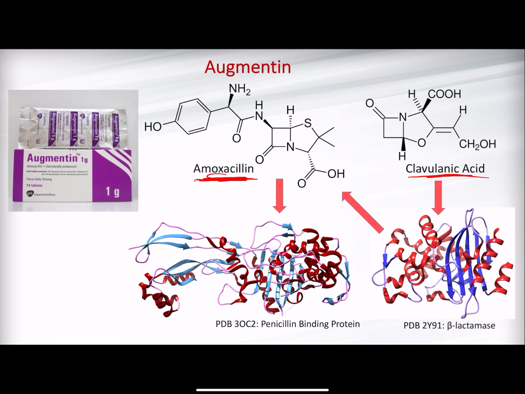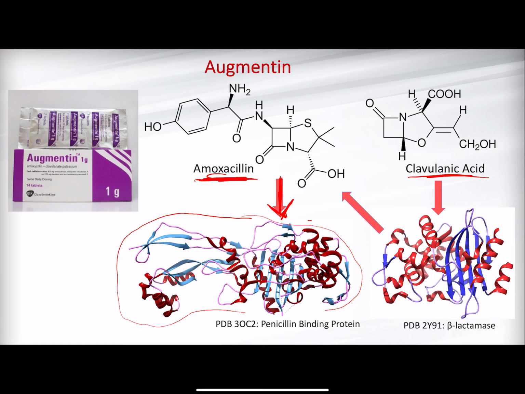So amoxicillin is the antibiotic, all right? And amoxicillin targets this protein called PBP, or penicillin binding protein. Penicillin binding protein, this enzyme here, is involved in peptidoglycan biosynthesis. And so a bacterial cell wall is made of peptidoglycan. If the bacteria can't make a cell wall, they can't survive, right? So this antibiotic shuts down bacterial cell wall biosynthesis.